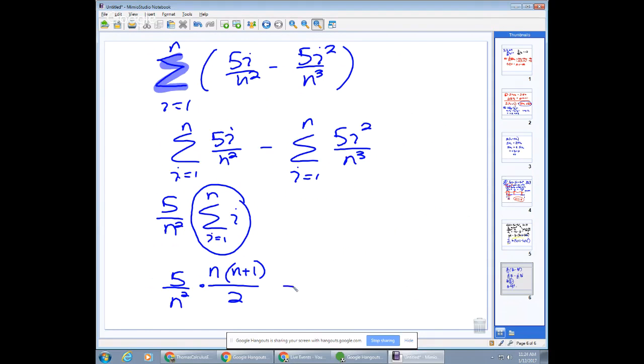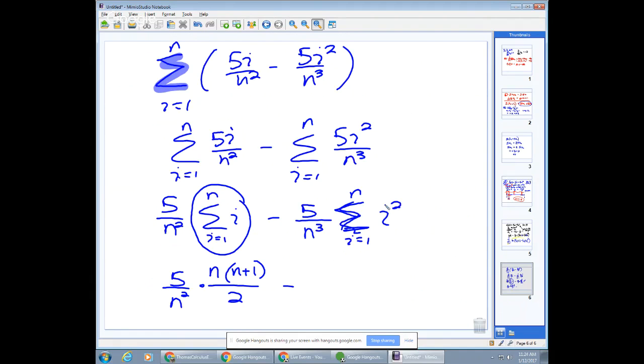minus this one right here. What's constant in the second sum? The 5 again, right? And the n cubed is also a constant. So I've got 5 over n cubed. Whoa, that got crazy. Happens when I get excited. The sum as i goes from 1 to n of i squareds.